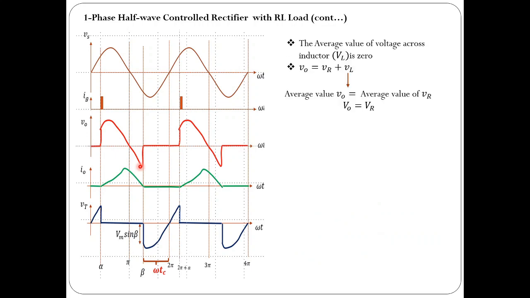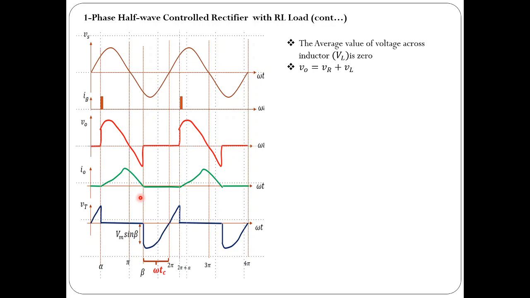Now the next one. In order to calculate the average value and RMS value of the current, let us consider this fact. The average value of voltage across the inductor must be 0 over the period, otherwise it would not become 0, right? If you consider 0 to 2 pi, the complete cycle, you can see at beta itself the current through the inductor and resistor, in fact, is going to be 0, which is the same as the load current. That is possible if and only if the average voltage across the inductor is equal to 0.